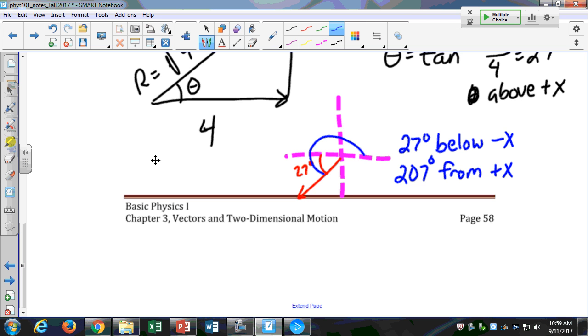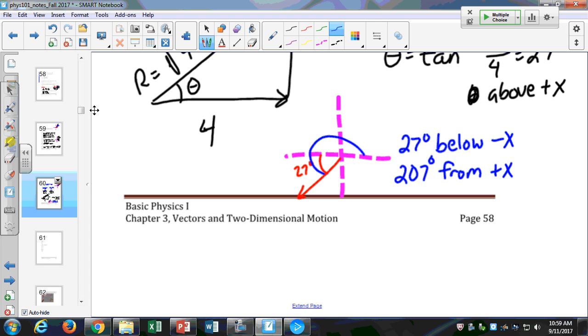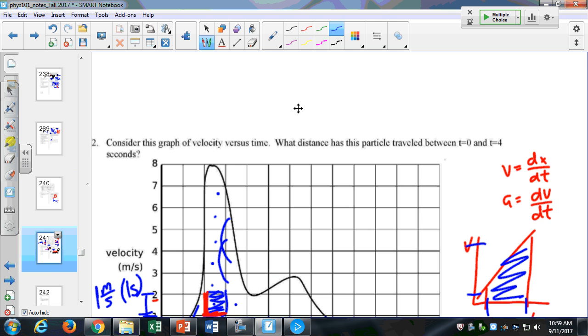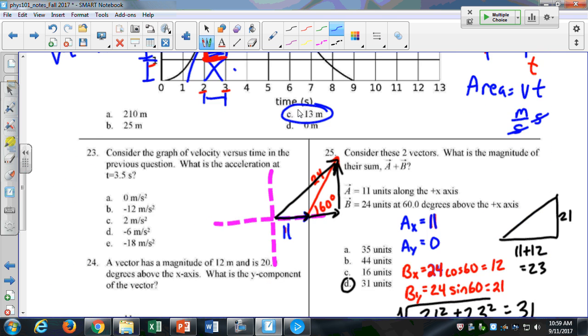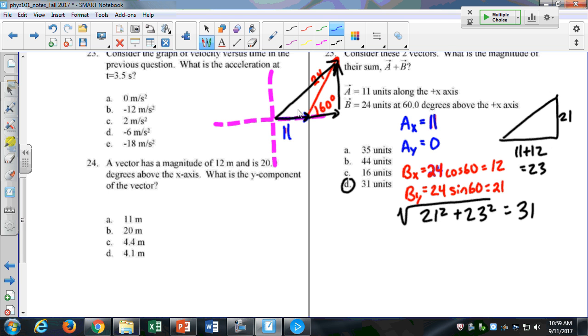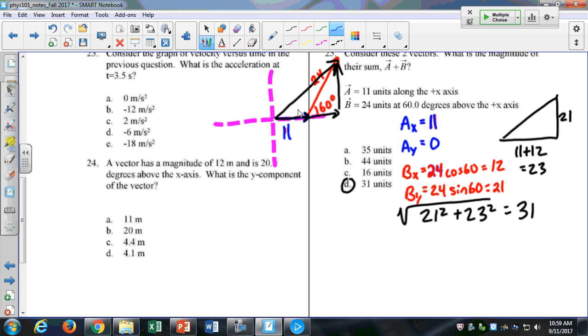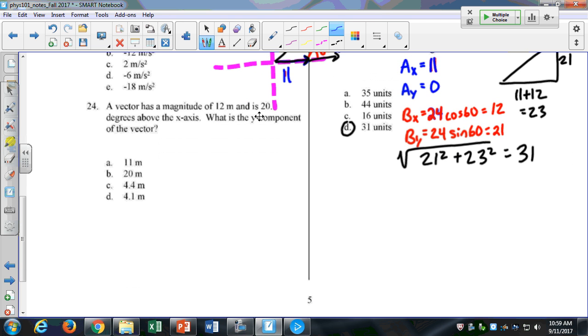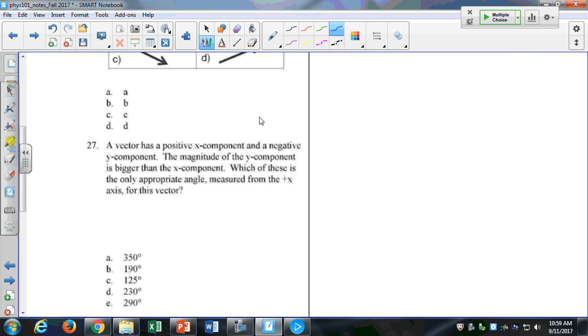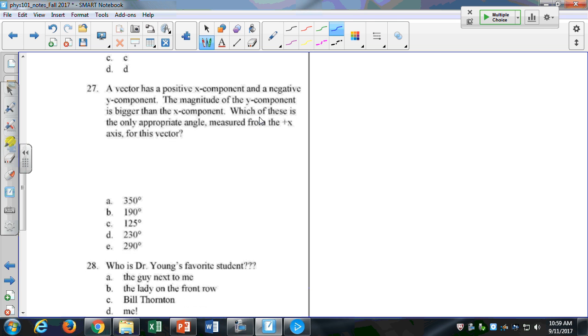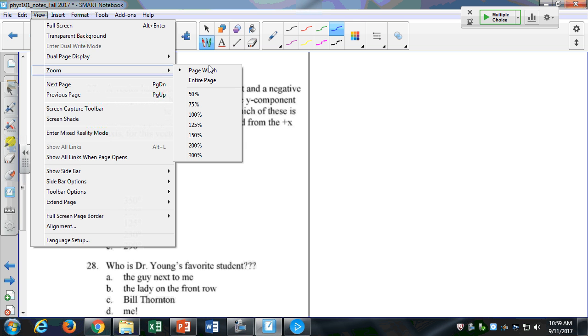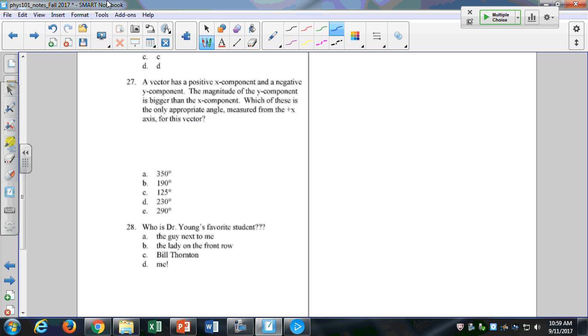Let's look at some other questions. Have we worked all the ones in the back? I'm not sure if we have. Let's just take a look. Oh, let's try number 27 here. It's sort of like that 45-degree one, but it's a little bit different.